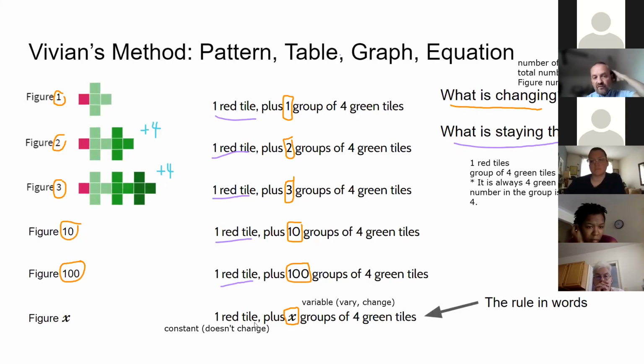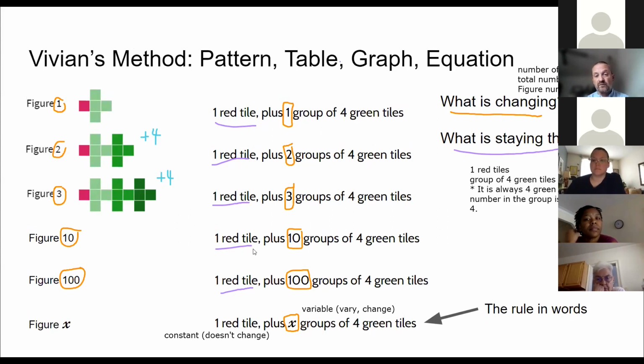So what you have here, the 1 red tile plus X groups of 4 green tiles, is an algebraic rule in words. This is a perfectly good algebraic rule. It works for any number or any figure number. So it doesn't matter. Figure 5 million, you guys could figure out how many tiles it would be in there, right? We might need a computer to draw it, but you guys could all figure it out, right? So that's perfectly fine. But we also want to be able to express it as an equation using symbols, right? And understand those symbols, right? So let me clear and move on to the next screen.